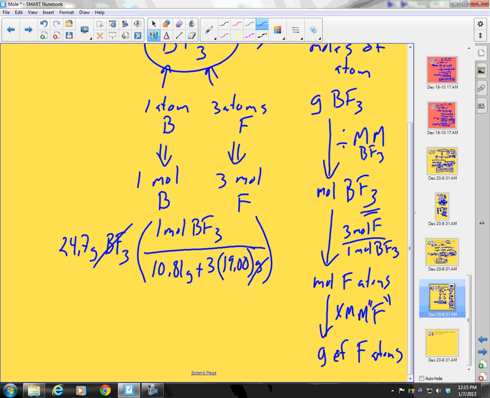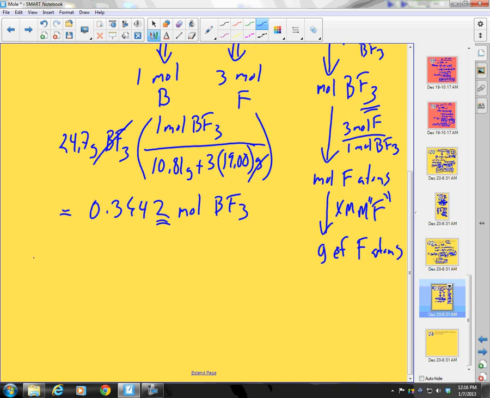Now I have moles, but I don't want to end up with moles. I want to end up with what? Oh, we have to go farther. Let's take this one step at a time. Here we go. Let's do some calculation here. So, 24.7 grams divided by quantity 10.81 plus 3 times 19, and I get 0.3642, and we're going to carry this through, and this is what? Moles of boron trifluoride. Okay?